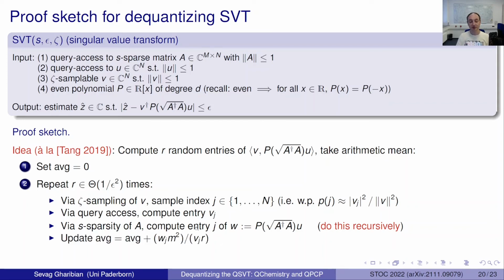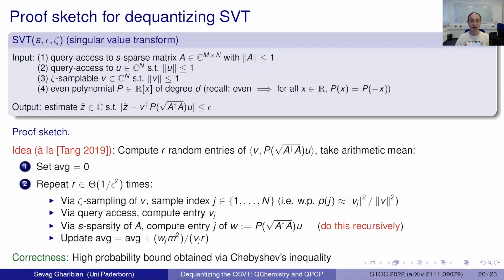So basically now I just multiply them together, rescale appropriately, and add them to my running total. At the end, we apply Chebyshev's inequality, and we'll get a high probability bound that we're within the desired epsilon estimate with high probability. Okay, so this is how we do that last part of the proof in terms of dequantizing the so-called quantum singular value transform.